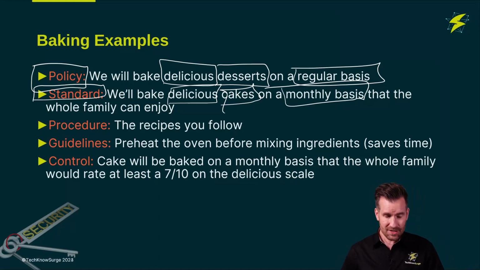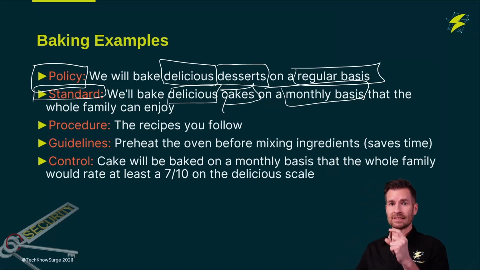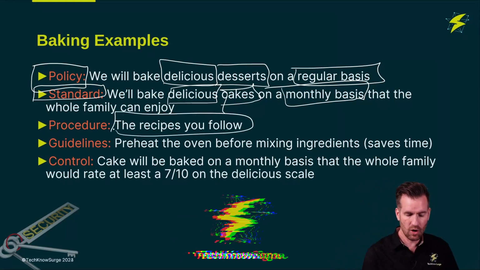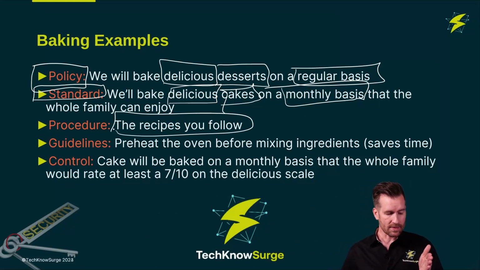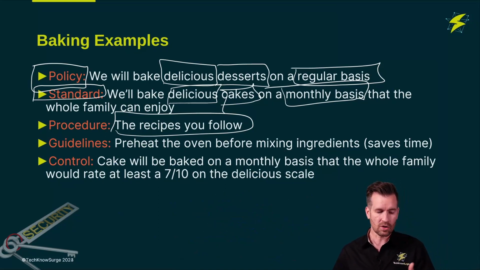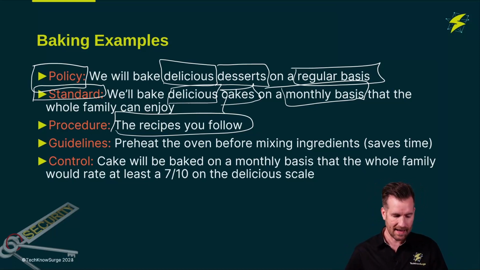So what is the procedure then? Well, the procedure is going to be the process I'm actually going to do to follow through with this. So maybe I'm going to put something on my calendar as part of the procedure to make sure that it happens, or the recipe that I'm going to follow. There's a lot of different ways that I could go with this, but essentially it's the process that I'm going to go through to make sure that I'm following the standard, that I'm doing it on a monthly basis, that it's going to be delicious, that I'm going to follow, in this example, a recipe, and it's going to be on the calendar.